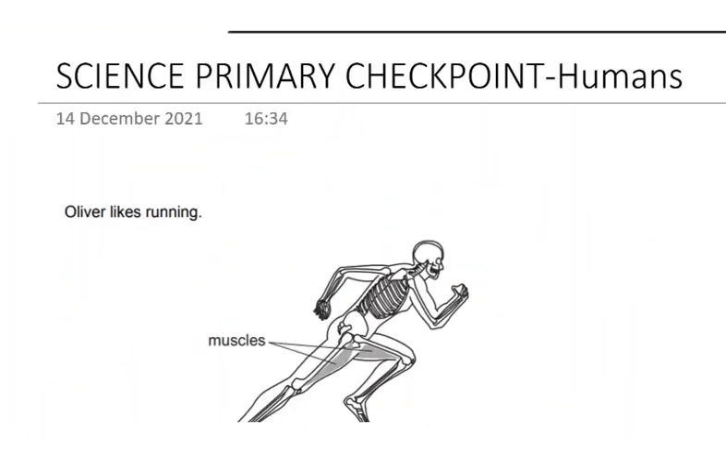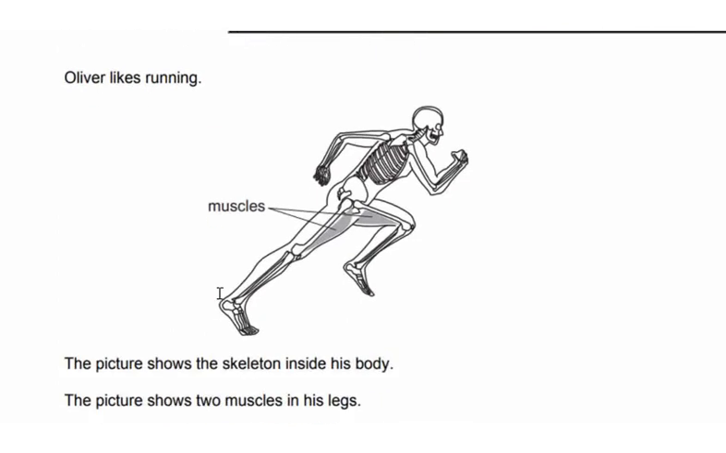Today we are going to discuss science primary checkpoint past paper, topic-wise humans. It is one of the 4 sections in the syllabus of science primary checkpoint. Now let's get started from question number 1.